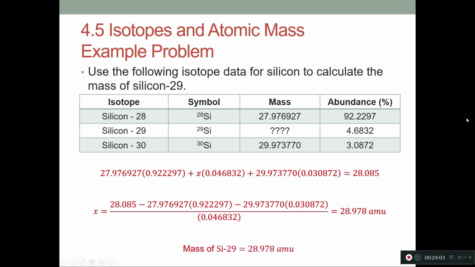28.978 AMU, where, by the way, AMU just stands for atomic mass unit. This means that the mass of the silicon-29 is equal to 28.978 AMU.